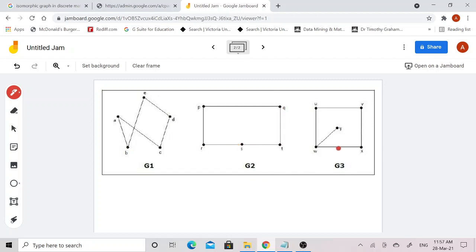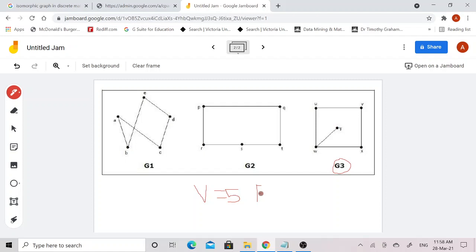In graph G3, total number of nodes present are 1, 2, 3, 4 and 5. So if we compare the total number of vertices from each graph, then each graph contains 5 vertices. So first parameter is matched.